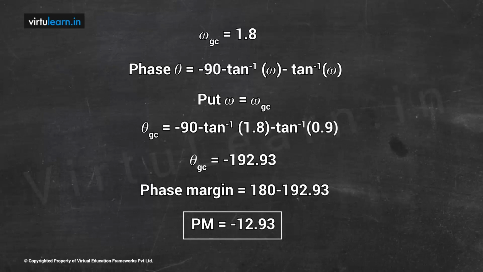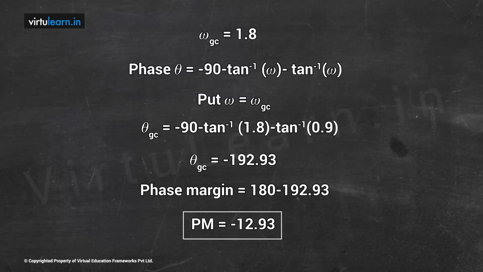And x is nothing but omega square, then you can write what will be the omega. So it is going to be 1.8. So omega GC is 1.8. Once you have omega GC, I can substitute omega GC in the phase angle expression to get phi GC, which is the second step in the phase margin.